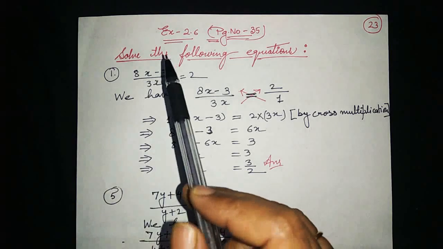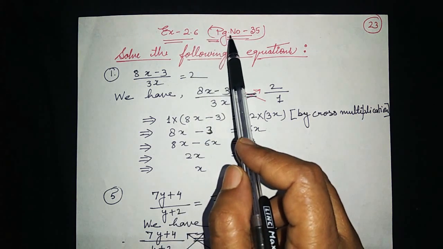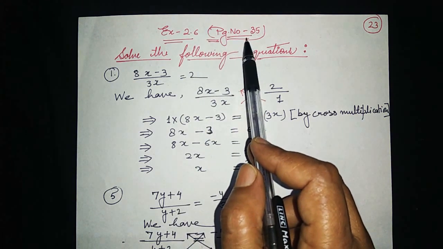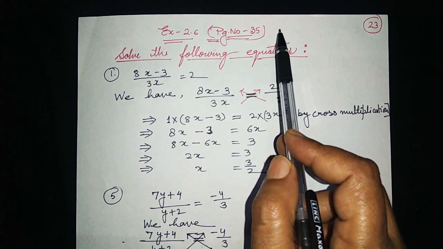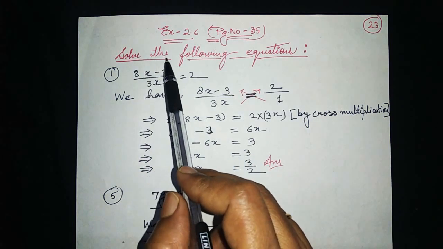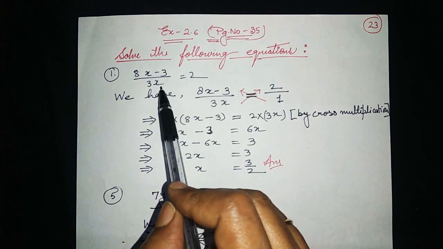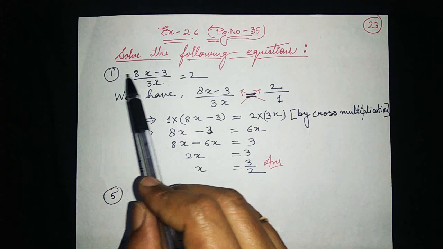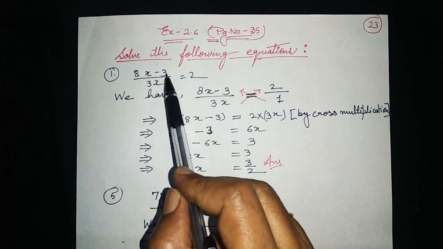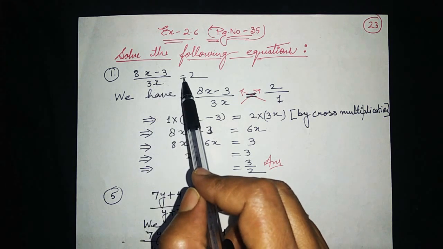Hello students, today you will solve exercise 2.6 of page number 35 from the linear equation in one variable chapter. Here the question is: solve the following equation. See the equation of the first question. The equation is (8x minus 3) divided by 3x is equal to 2.